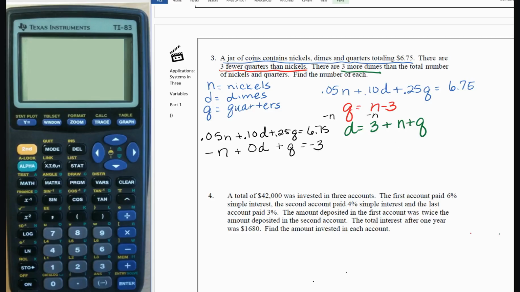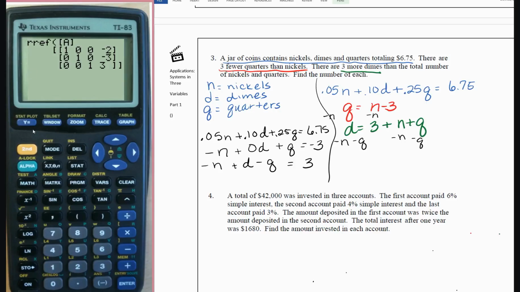And for this last one, the green one, we're going to subtract n from both sides and q from both sides. That will give us minus n plus d minus q equals 3. Now that we have those, we can make our matrix. And instead of writing it all out, let's just put it in the calculator since it's all in order. We're going to do matrix, go over to edit, we can leave it right there in A.